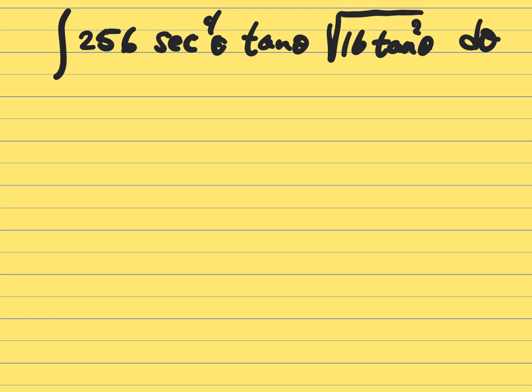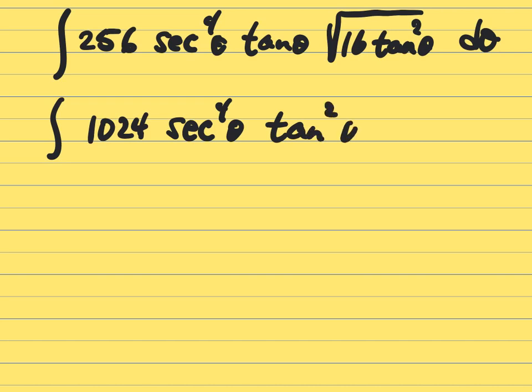Okay, so when that becomes 4 tangent theta, multiplying it into the 3 terms in front of it, we get 1024 times secant to the 4th power theta, tangent squared theta, d theta. And I'm purposefully going slow because it takes a little bit to mentally make sure that you haven't left anything out. I think we're good so far.